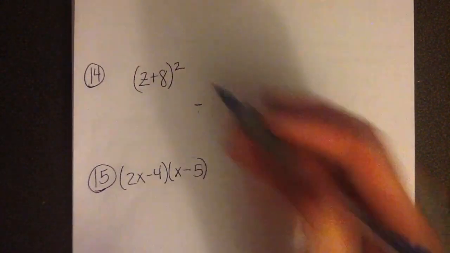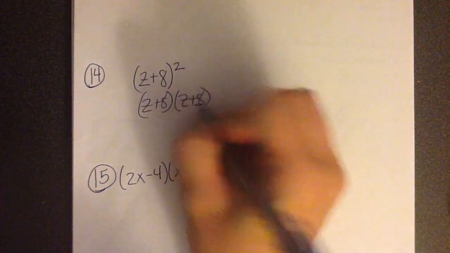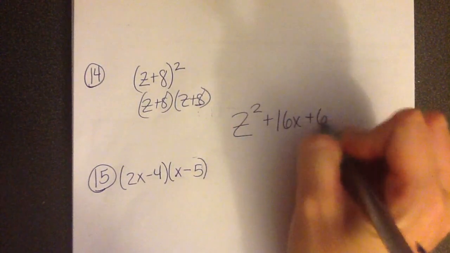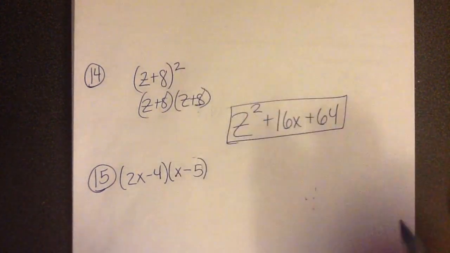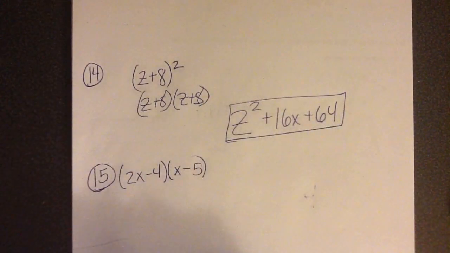Or 14. Nobody's going to miss this. This is z plus 8 times z plus 8. You're going to FOIL it. You get z squared plus 16x plus 64. You shouldn't have to write that out. You should see 8 plus 8 is 16. 8 times 8, 64.